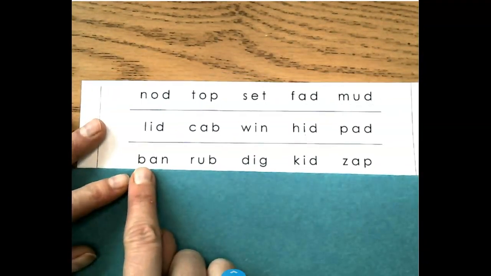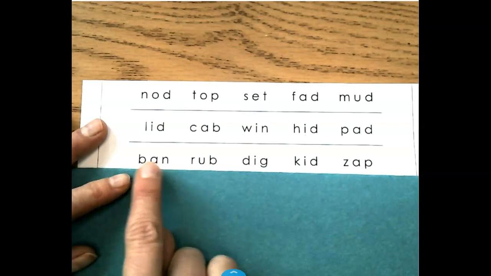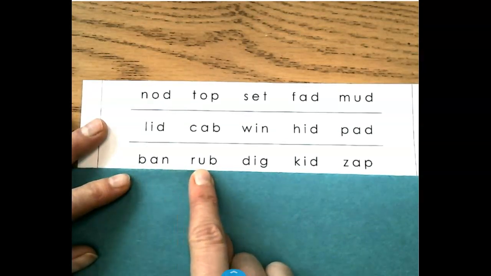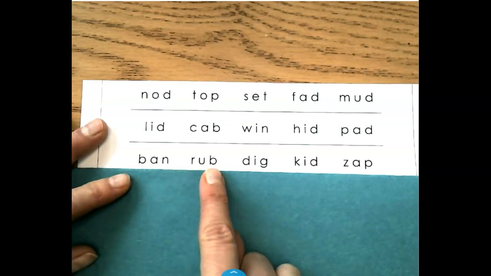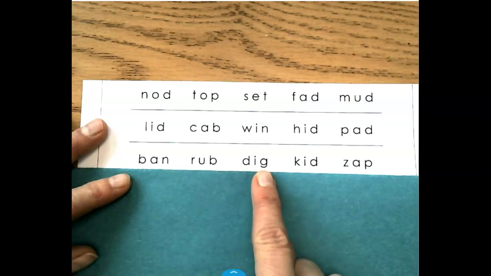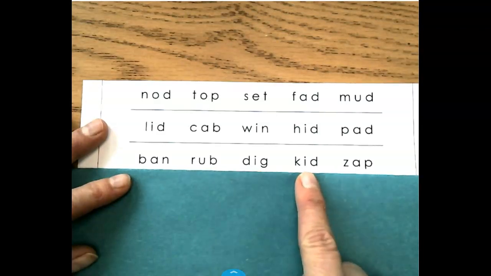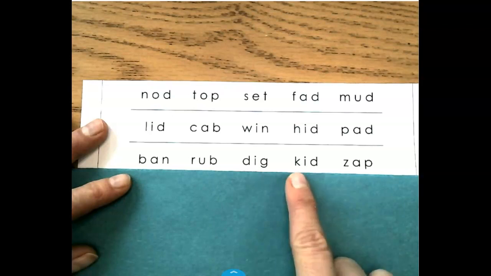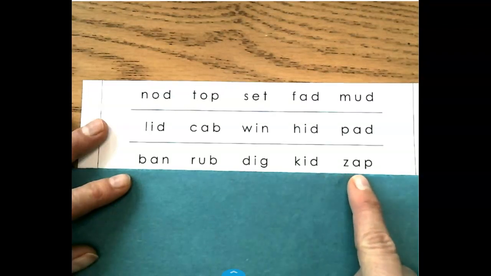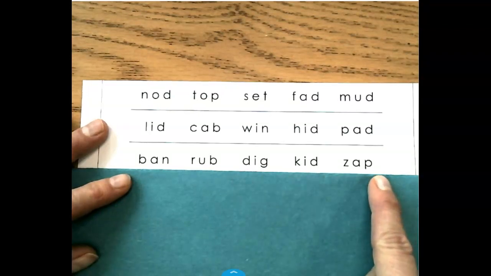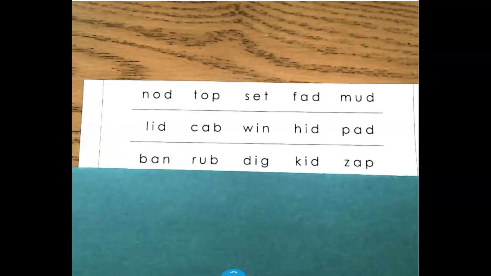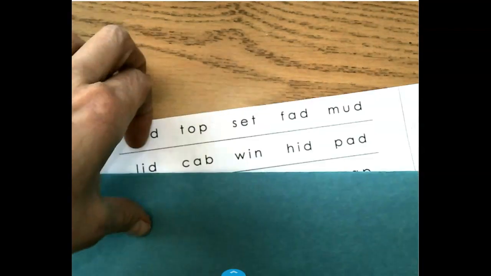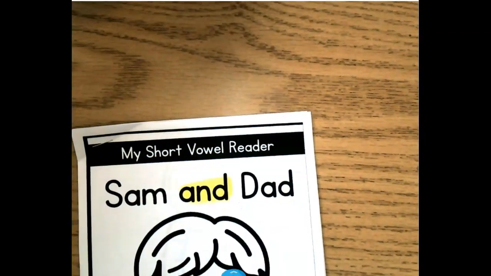Ready? Here we go. B, a, n, ban. R, u, b, rub. D, i, g, dig. K, i, d, kid. Z, ap, zap. How'd you do with reading your CVC decodable words? Were you fluent? Were you quick and accurate? Let's go ahead and take a look at our story now.